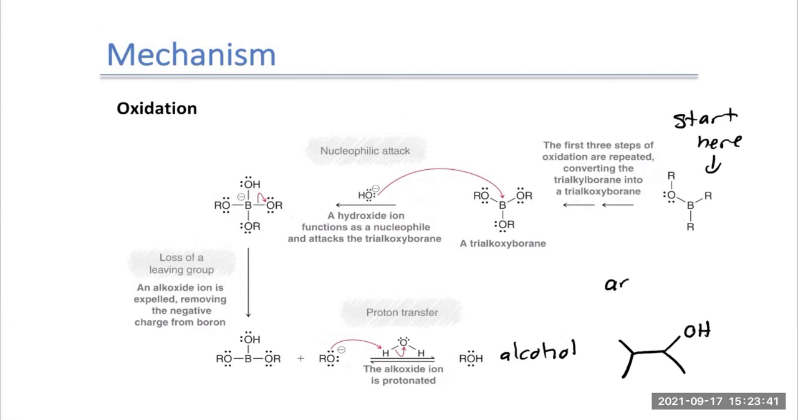So this is how we get our anti-Markovnikov orientation. And so one thing to note with this reaction, it is a stereospecific reaction. What this means is when we have different stereoisomers of our starting material, that'll give us a different stereoisomer of our product.